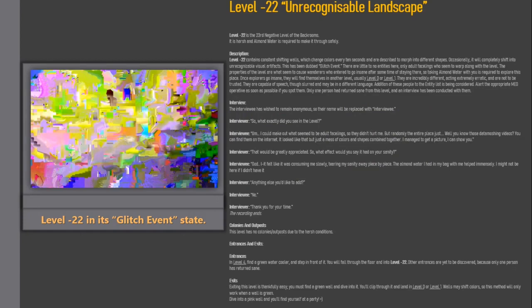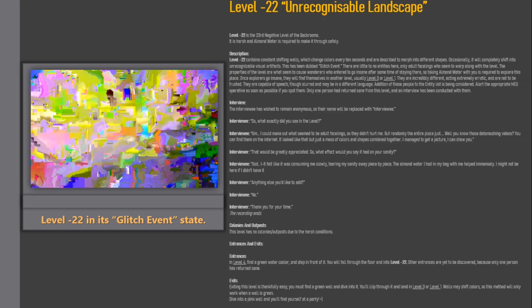Description. Level minus 22 contains constant shifting walls which change colors every 10 seconds and are described to morph into different shapes. Occasionally, it will completely shift into unrecognizable visual artifacts. This has been dubbed Glitch Event. There are little to no entities here, only adult facelings who seem to work along with the level.